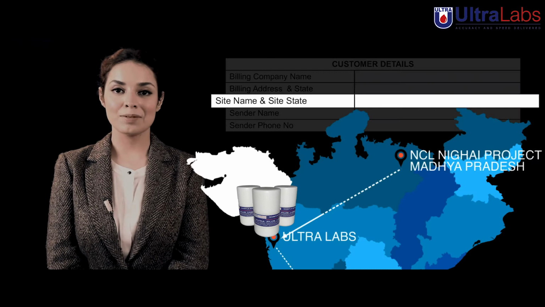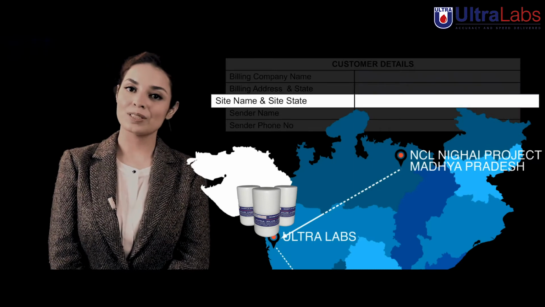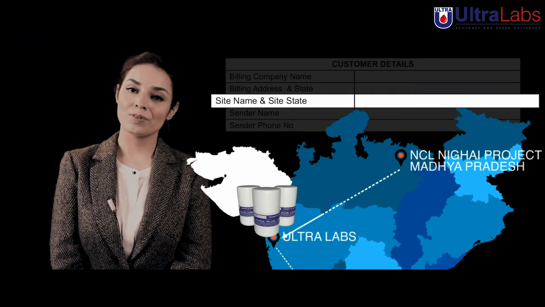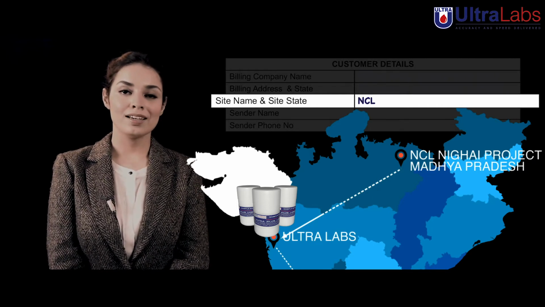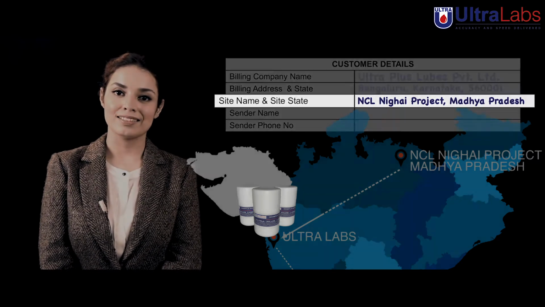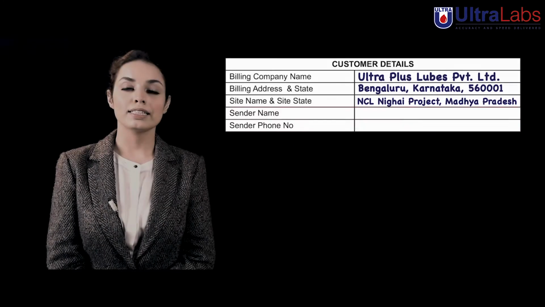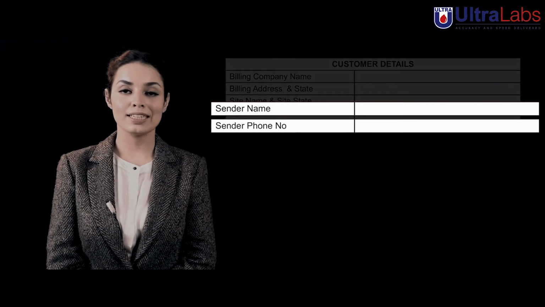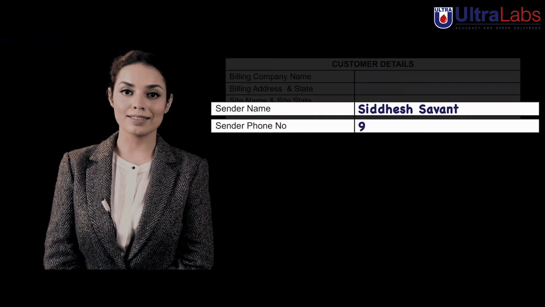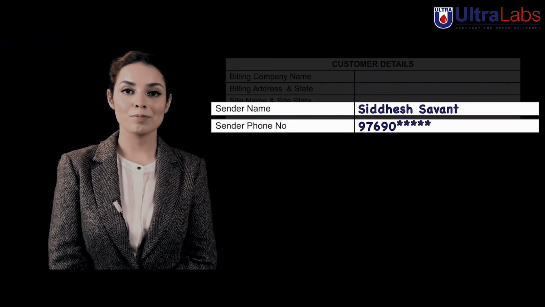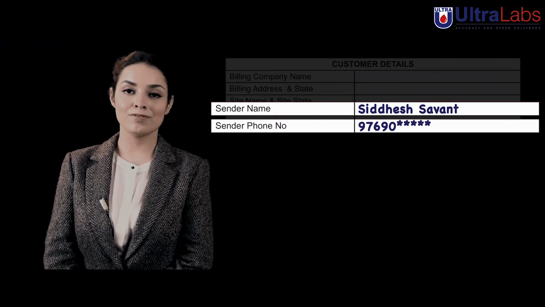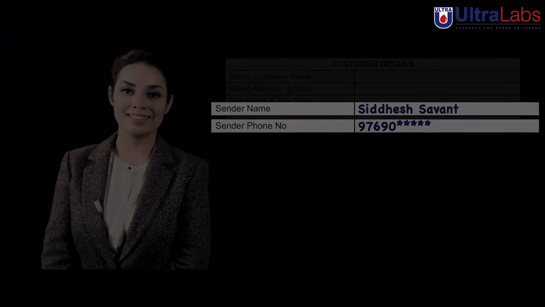Next to site name and site state, please mention the name of the site from where the sample is being sent, along with the name of the state. For example, NCR Negahi Project, Madhya Pradesh. It is particularly important to mention the name and contact number of the person sending the sample for analysis. This will help our Ultra Labs personnel to coordinate with the right person and mention the right information on the reports.